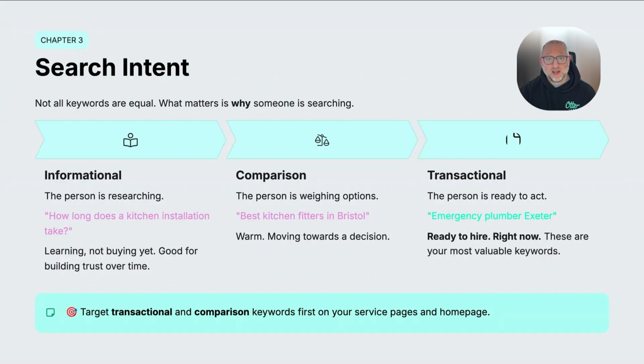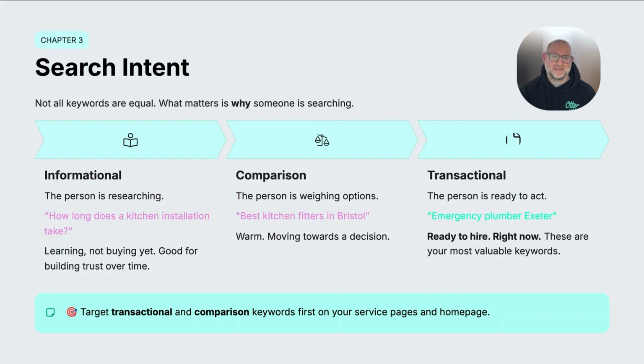So how do you think about keyword intent? Not all keywords are equal. And one of the most important things to understand when you're choosing which keywords to go after is intent. What is the person actually trying to do when they type that search? And there are 3 types of search intent worth knowing about.